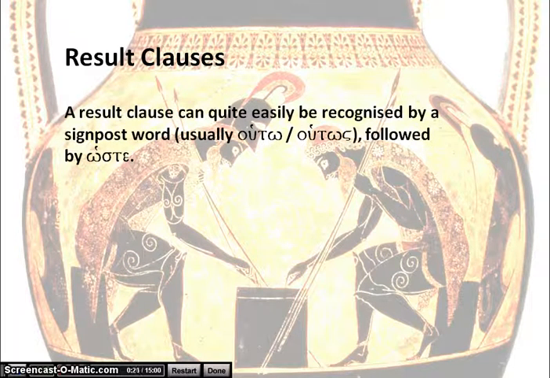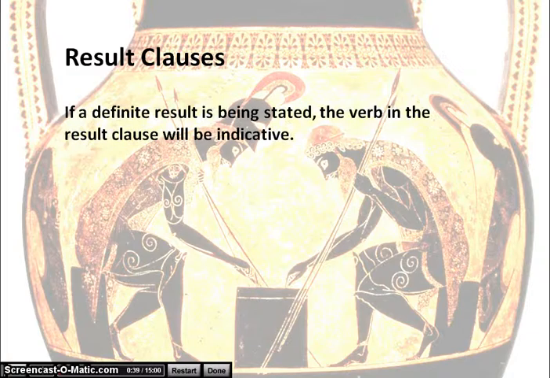So how does it work in Greek? Well, a result clause can be quite easily recognised in Greek by a signpost word, which is usually going to be houto or houtos, although we're going to see other ones a little bit later on, followed by hoste. The presence of hoste is a guarantee that you've got a result clause in Greek, so it's nice and easy to spot. So if a definite result is being stated, then the verb in the result clause is going to be in the indicative.